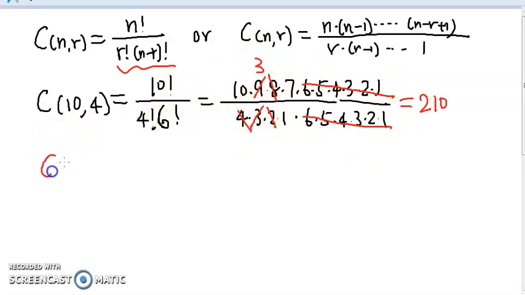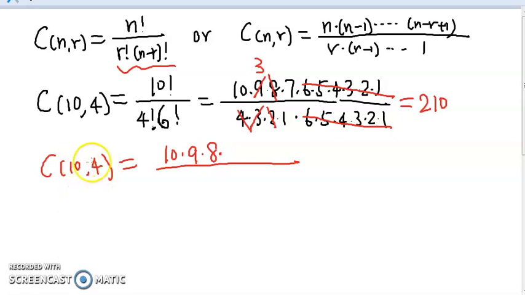Suppose we use the second formula. The top is the 4-permutation of 10 elements. So we start with 10 and go down: 10, 9, 8, and where do we stop? We stop at 10 minus 4 plus 1. Here n is 10 and r is 4. So 10 minus 4 is 6, 6 plus 1 is 7, so we stop at 7. On the bottom, it's 4 factorial, so we start from 4, 3, 2, 1.